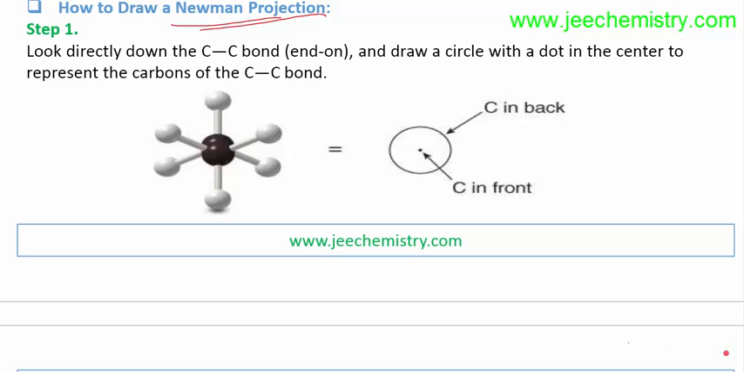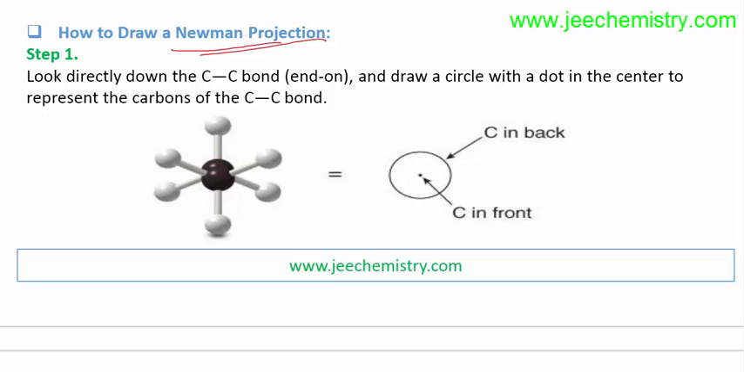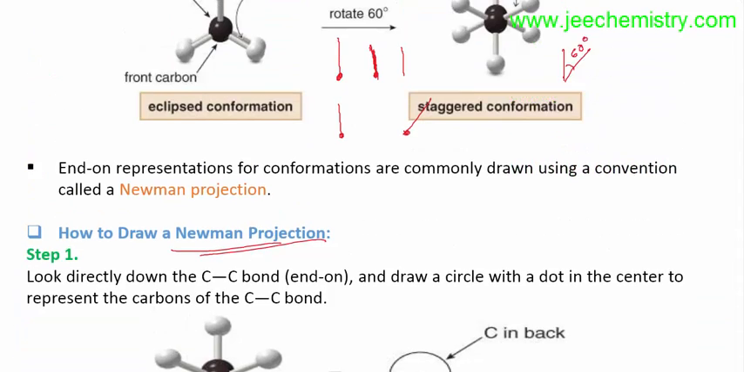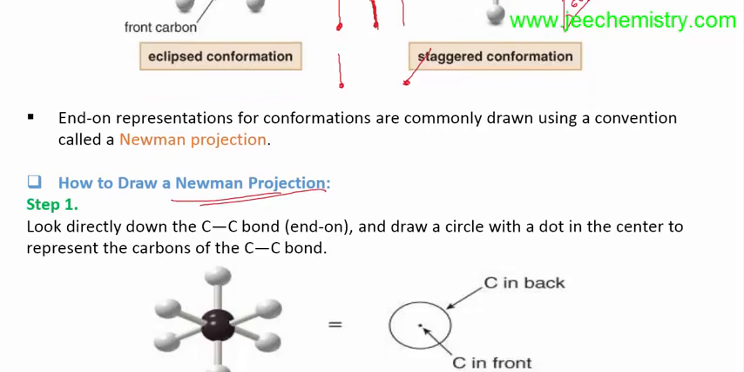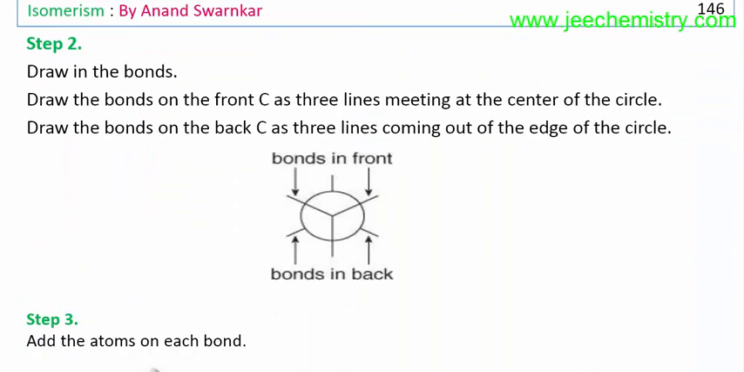So how do we draw it from the end view? This is the end view, an end-on representation, showing how the atoms are actually arranged. But it is not possible each time to represent this carbon and this hydrogen in this way. So we use a projection to represent conformation isomerism, called the Newman projection. How a Newman projection looks, the process, I will tell you later.